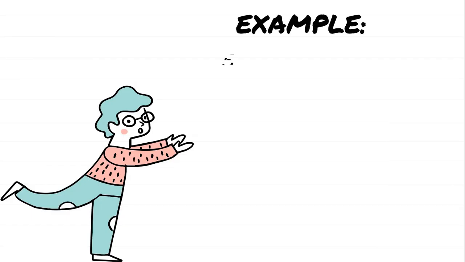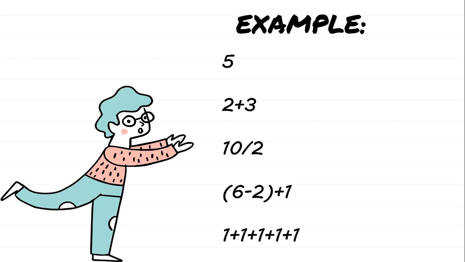Let's say for example, we have here 5; 2 plus 3; 10 divided by 2; 6 minus 2 plus 1, or the quantity 6 minus 2 plus 1; and then 1 plus 1 plus 1 plus 1 plus 1. They might look different, but actually these expressions are considered different names of one number. If you evaluate 2 plus 3, that will be 5. If you evaluate 10 divided by 2, that is also 5. The quantity 6 minus 2 plus 1: 6 minus 2 is 4, and then add 1, that is 5. And 1 plus itself 5 times is also 5. So these are some basic examples of mathematical expressions.